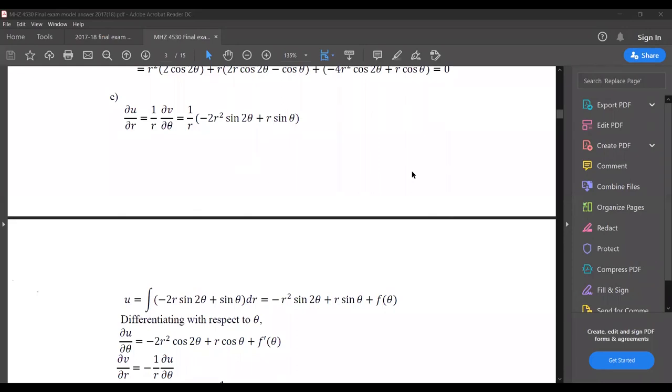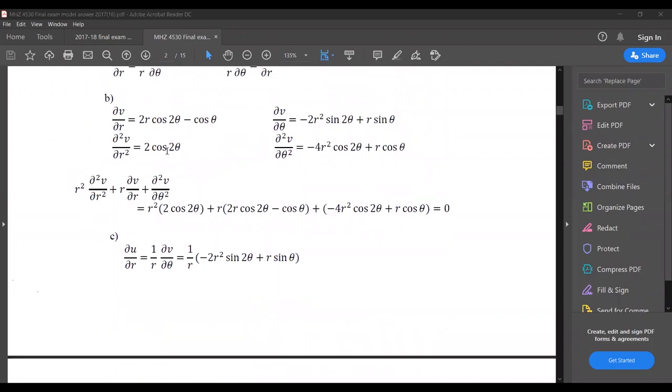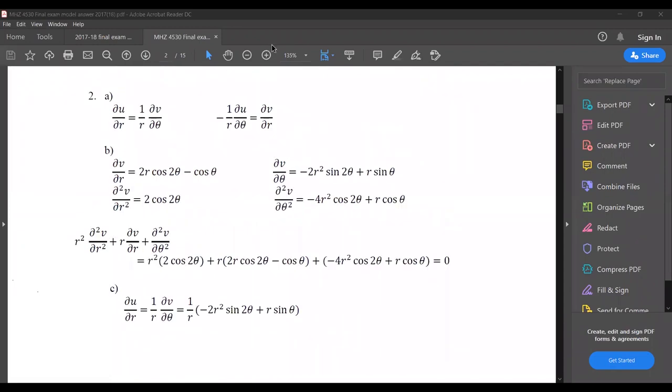So we know that V is R squared cos 2 theta minus R cos theta, right? Since V is given, we can find out ∂V/∂R and ∂V/∂theta directly. And from the analytic equation conditions, we know ∂V/∂theta. So here that is this one, ∂V/∂theta.